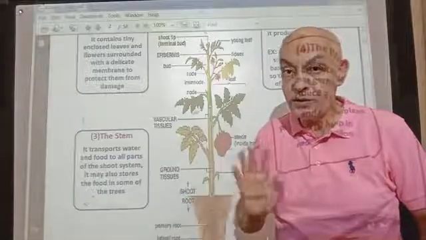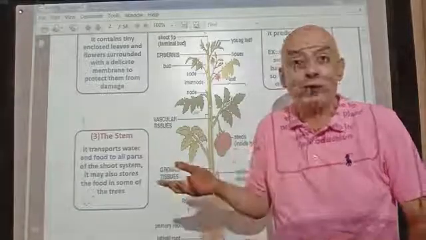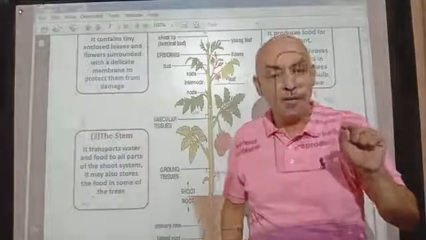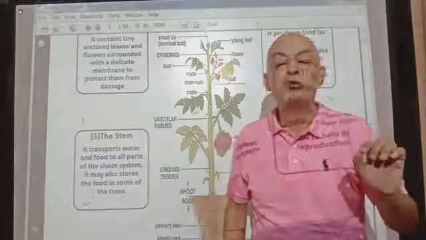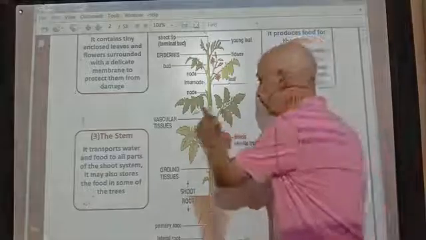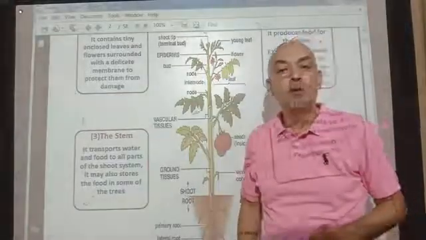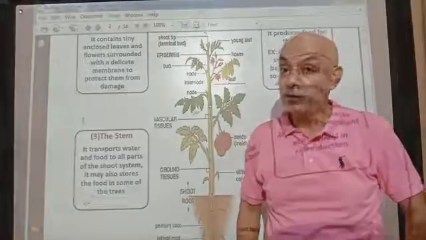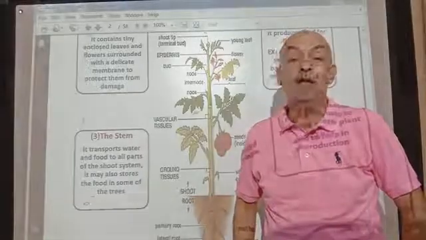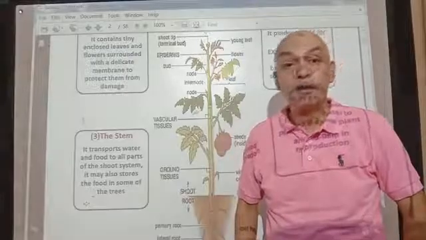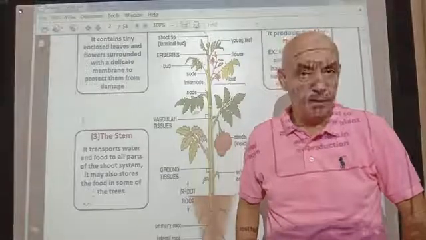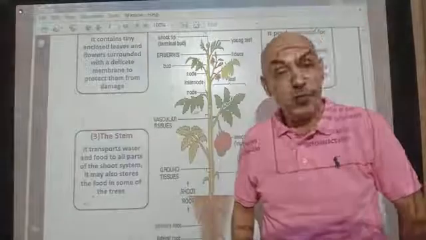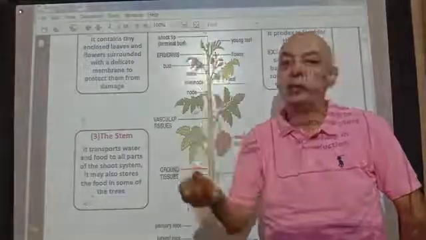Without the photosynthesis process, the plants will not survive. The plants will die. This process happens especially inside the green leaves. That's why the green leaves are called food factories. Why are the green leaves called food factories? Because they are responsible for the photosynthesis process, and because they contain green cells, these green pigments responsible for absorbing sunlight from the sun.